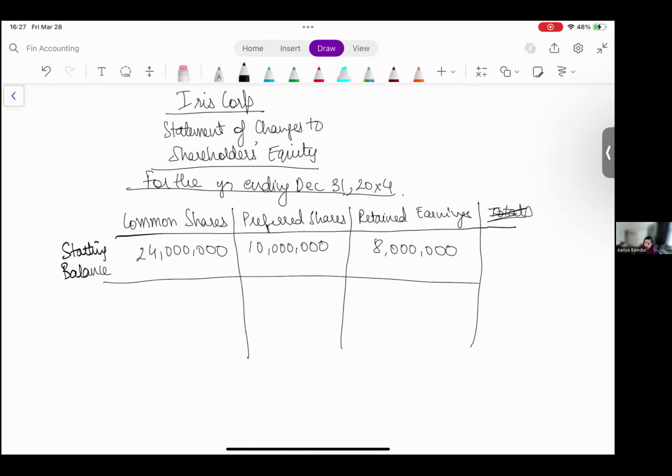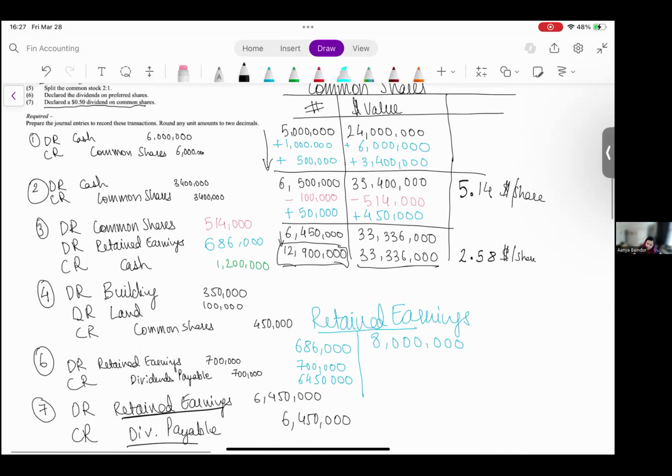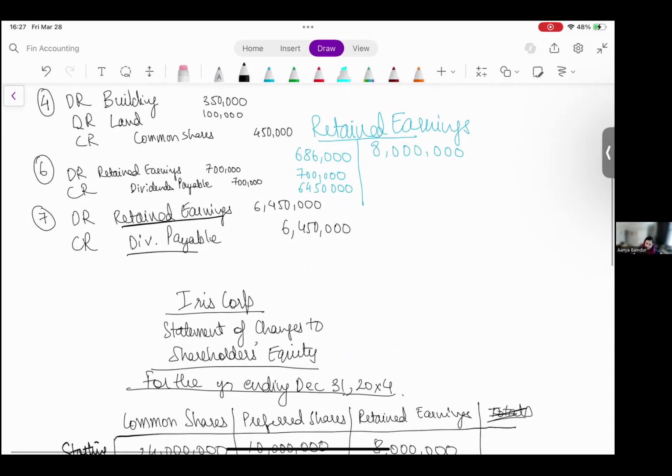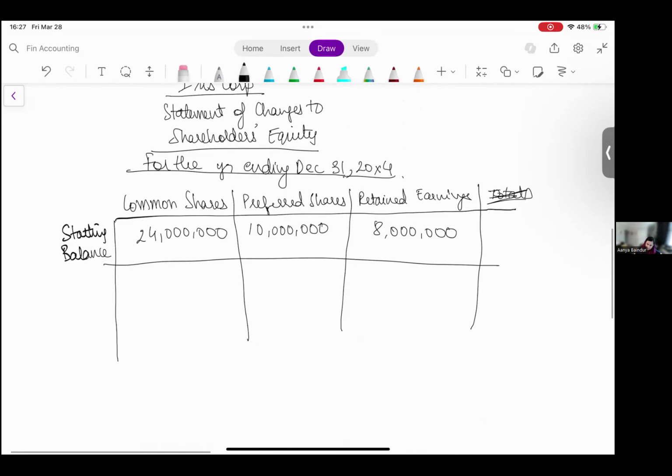Perfect. And now for each row, you'll go back to your journal entry and start seeing what changes have been made to each of these accounts over time. And that is what our row titles will be. So let's go to the very first one. The very first thing that we changed is we've issued shares. So let's go ahead and note that down. Let's call that issue of shares.